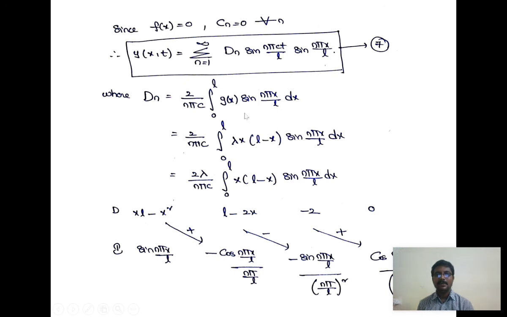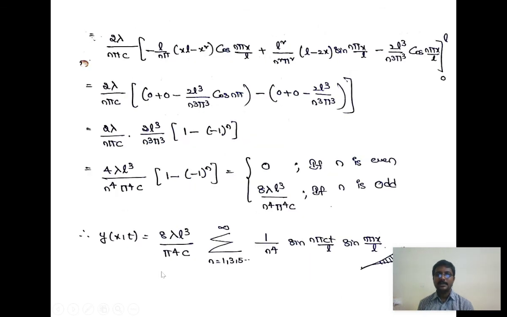Just replacing the given function g(x), the integration is then performed by using the arrows method. That is, in the first column we take the function x(L − x) with its successive derivatives up to 0, and sin(nπx/L) with its integrations up to 0. Now taking arrows like this, the signs alternate between plus and minus. Taking these products, we will get the Dn value as 0 when n is even. When n is odd, the Dn value is 8λL³/(n⁴π⁴c).